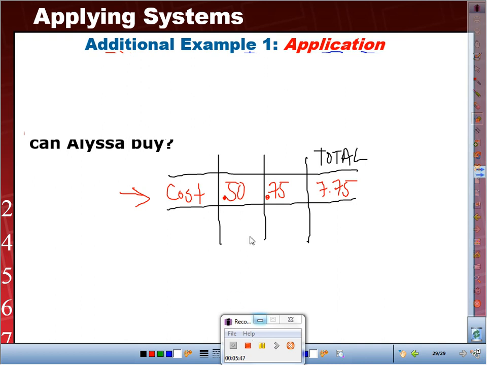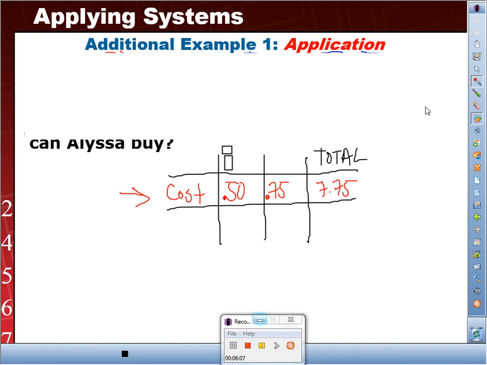Well, okay, they know that we're going to spend, right? But do they know what we're talking about? No, because we don't have any labels. Does that make sense? So therefore, what does the 50 represent? Felt. So therefore, this column we're going to label it felt. This column we're going to label it what? Cardstock.